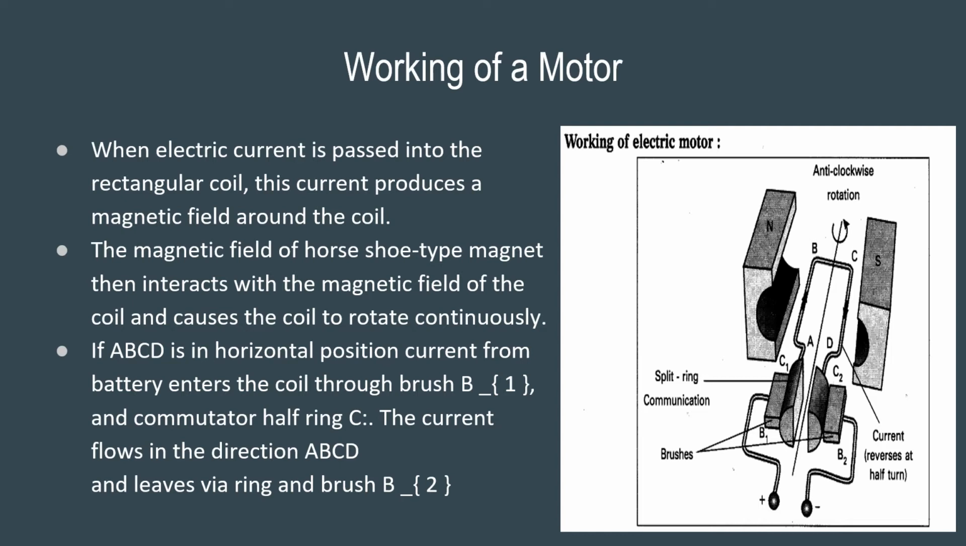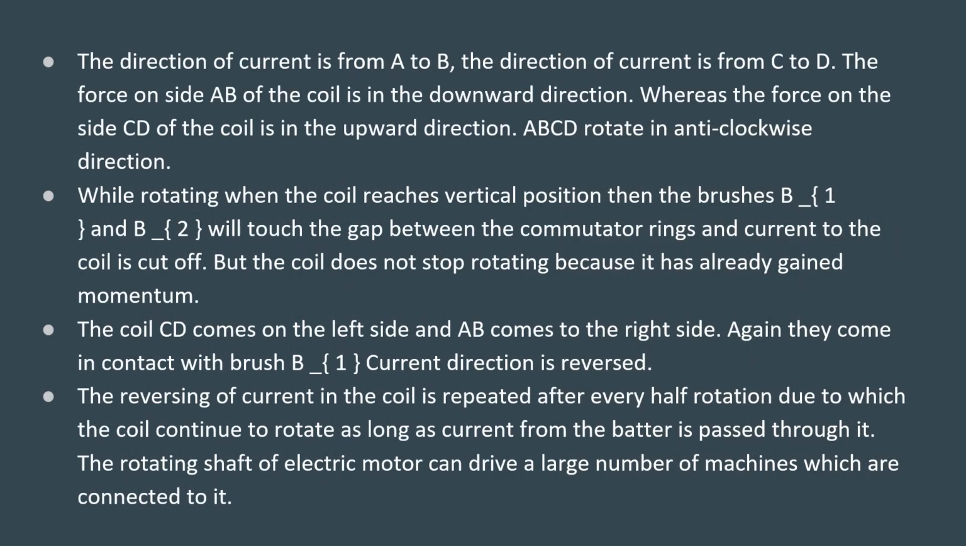The reversal of the direction of the current reverses the direction of the forces acting on the sides AB and CD of the coil. The side CD of the coil is now on the left side with a downward force, and the side AB is now on the right side with an upward force on it. Due to this, side CD of the coil is pushed down and the side AB of the coil is pushed up. This makes the coil rotate anti-clockwise by another half rotation. The reversing of the current is repeated after every half rotation, due to which the coil and its shaft continue to rotate as long as current from the battery is passed through it.